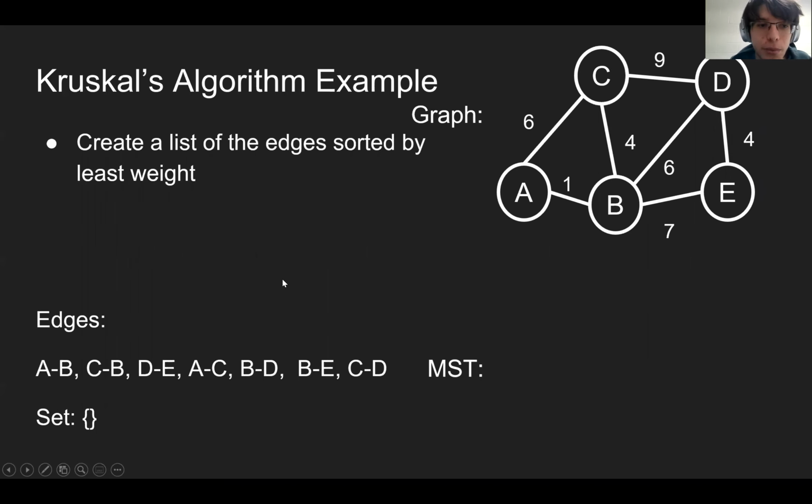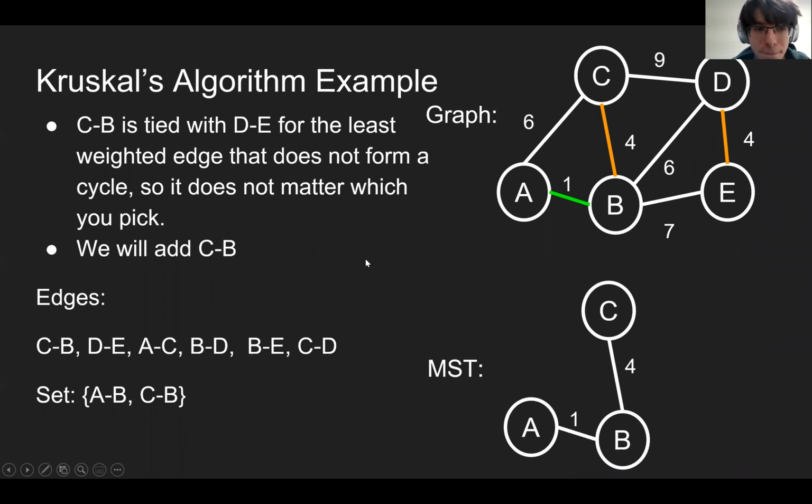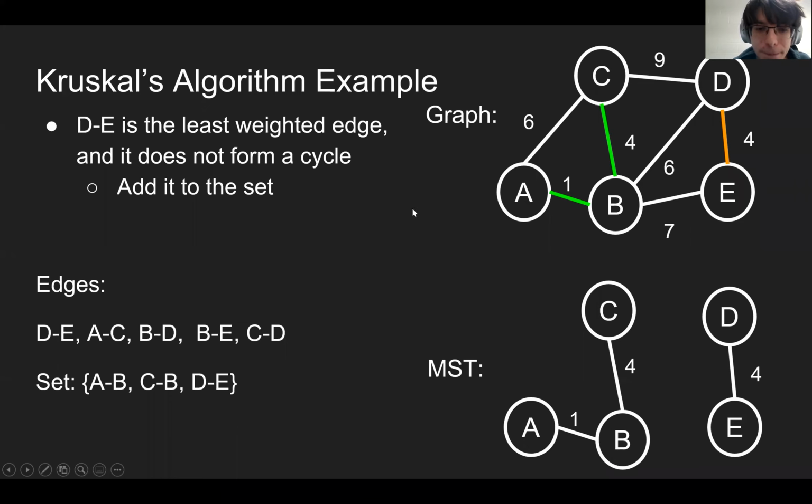We create a list of edges and we sort them by the least weight. And our set so far, we choose AB. And then we look at CB. CB, again, not a cycle, so we choose it. We look at DE. DE doesn't form a cycle, so we choose that. We look at AC. AC does form a cycle. We would know that from our finds.